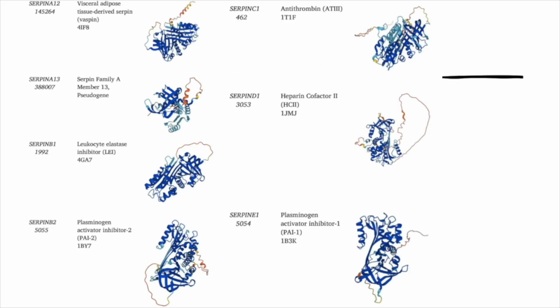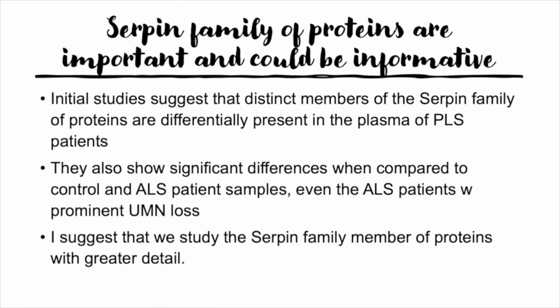And if you look at the SERPIN families, please take note of those, like SERPIN-A1, A2, A3, A4, A5, A9, A10. I'm not going to show you the results of those, but they also seem to tell us something that helps us distinguish the HSP and PLS patients. So certain families of proteins are important, and we think that they could really be informative when it comes to distinguishing PLS patients from ALS patients, even the ALS patients with predominant upper motor neuron loss. And I suggest that we study the SERPIN family members in greater detail. That's what we're doing in our lab.